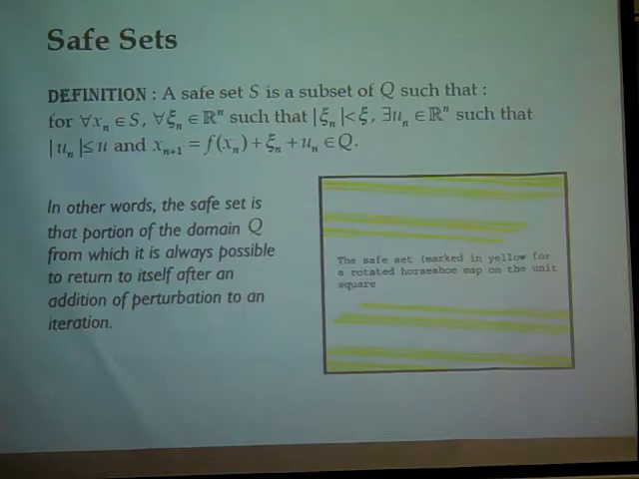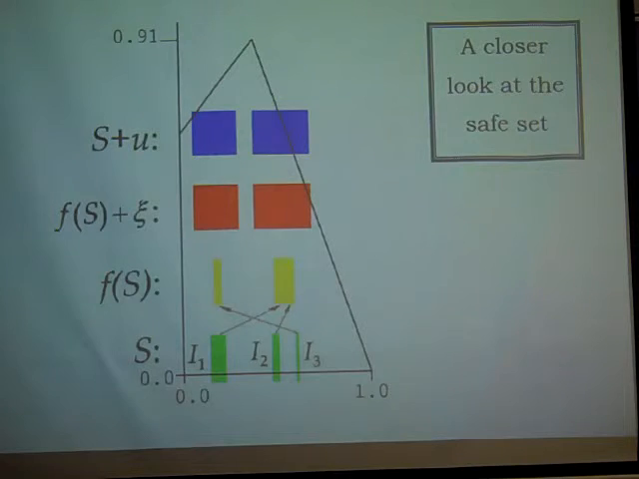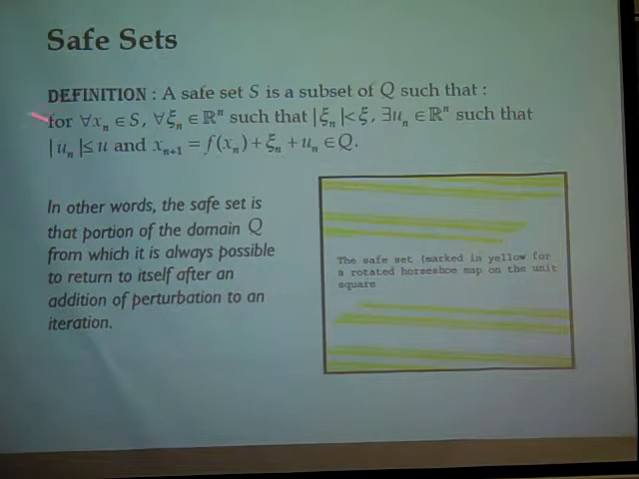Here comes our definition. A safe set is a subset of Q such that if I start in the safe set and I add a perturbation, I can choose a control that brings me back into the safe set. My illustration was for a one-dimensional system, but safe sets apply for any dimensional system. For example, this is a safe set in the rotated horseshoe map, the regions marked in yellow. If I start in these yellow bands and I am perturbed, I can always come back into one of these yellow regions.